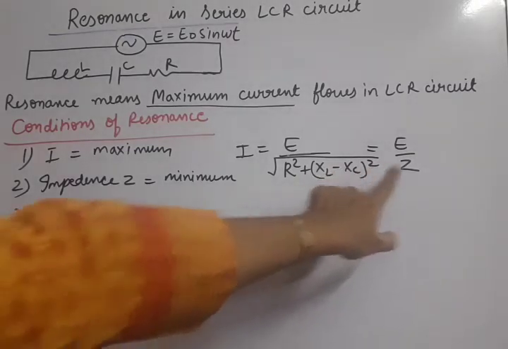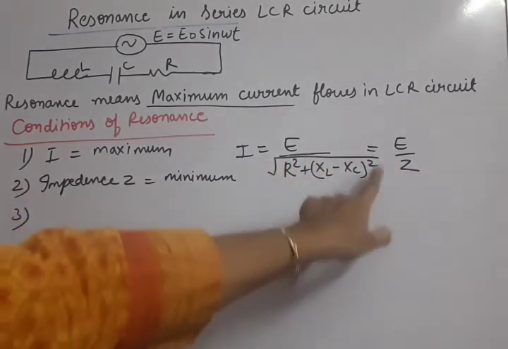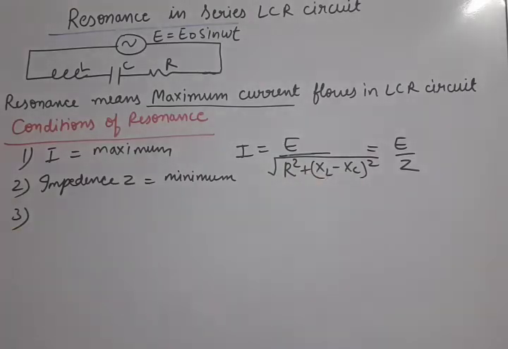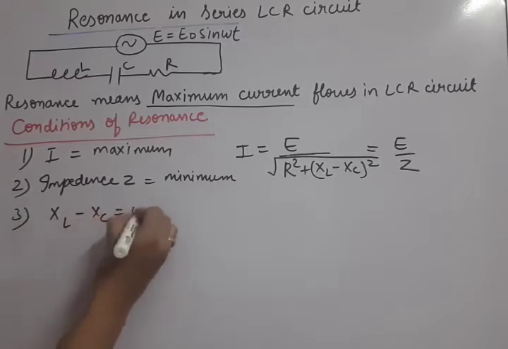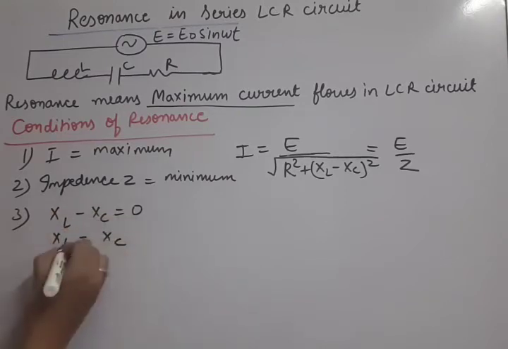So if this Z has to be made minimum, that means the XL minus XC term should cancel. That means XL minus XC should be 0, which is possible because the subtraction sign is there. So XL minus XC equal to 0, this we can solve for frequency. If we shift XC to that side, it will become positive.